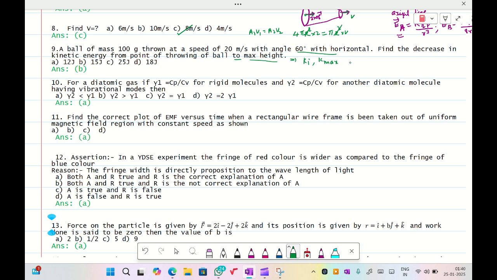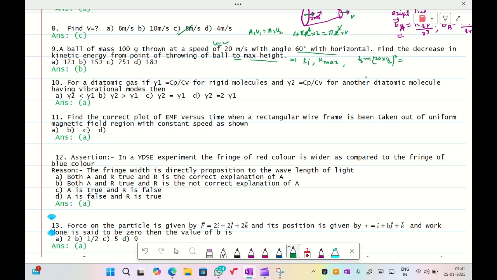So kinetic energy at the maximum height is half m Vx square, subtracting you will get the value. Here u is given as 20 meter second inverse, so 20 into cos 60, that is 1 by 2, whole square. Mass is 100 grams, therefore 0.1 kg, because the answer is given in joules.